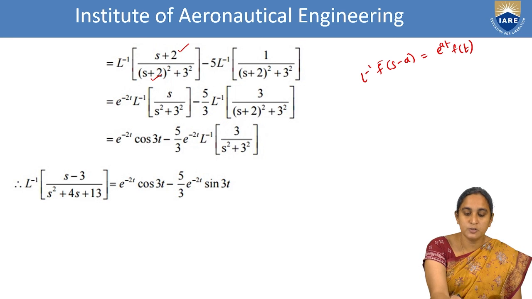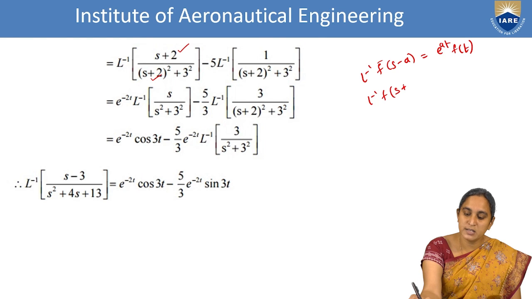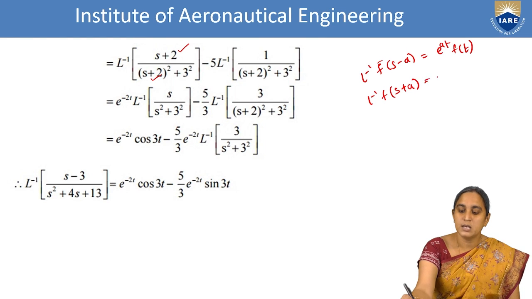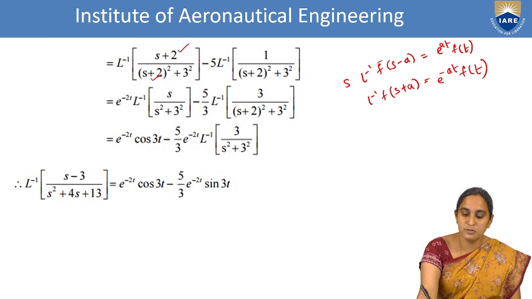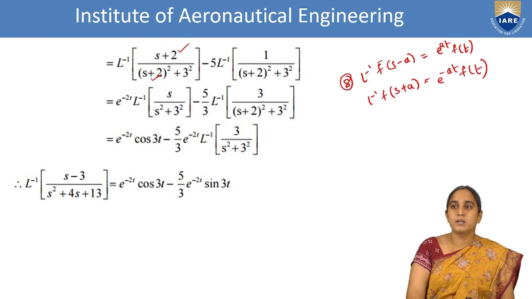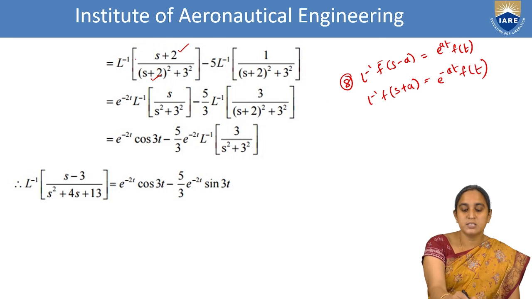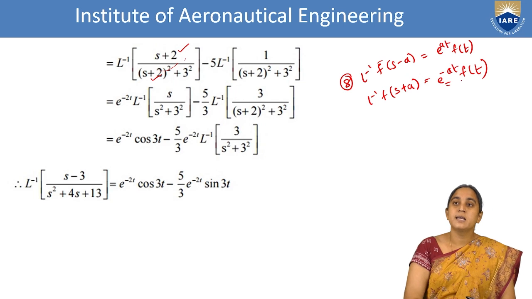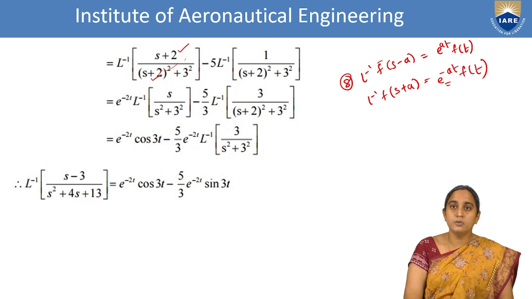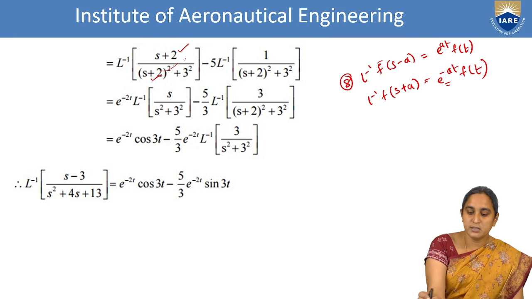Once you observe here, the numerator has s plus a form. That means Laplace inverse of similarly s plus a is equal to what? e power minus a t into f of t. Applying the eighth formula, which is in the form of s minus a, the exponential is positive, that is e power a t into f of t. Here the question has s plus a form, so the exponential is e power minus a t into f of t. Then apply that formula here.